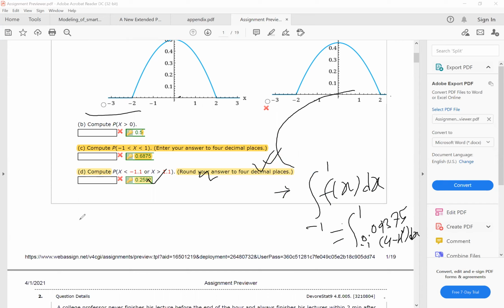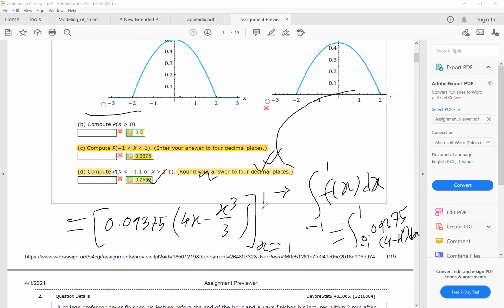Now we have to integrate this one. If you integrate, you will get 0.09375 times (4x minus x cubed by 3), with x from -1 to 1. Now we have to plug in the numbers. First plug in x equals 1, then minus, plug in x equals -1, and if you simplify that, the value will be 0.6875.